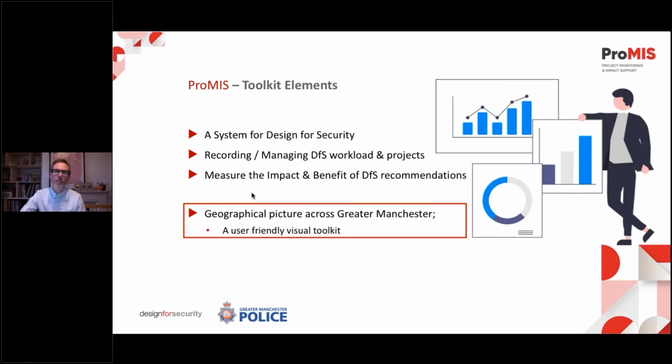So further elements of the ProMIS toolkit is, again, like I've said, a system for Design for Security, which will allow us to undertake a much more visual analysis of the projects that we are working on across Greater Manchester. It will also incorporate the geographical picture, which will be a much more user-friendly tool as opposed to the Excel spreadsheet. And ultimately, we'll be able to measure the impact of the recommendations that we've provided over the course of the project, which I'll come to later on.